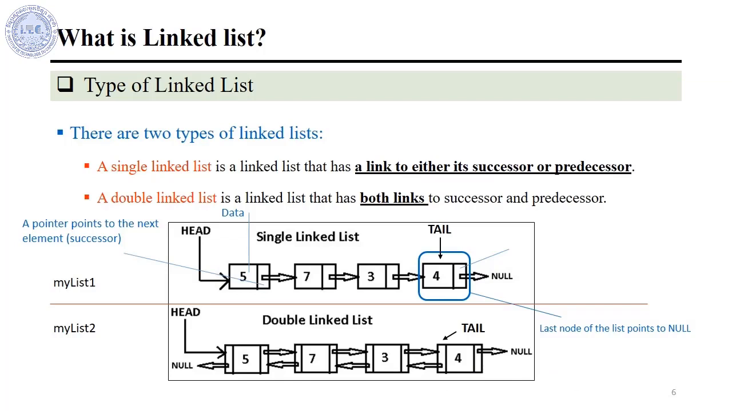As you can see in this picture, my list 1 is representing a single linked list, and it has head and tail, and each element is connected with only one pointer. And the second list, my list 2, is called a double list because each element has two directions. Either it connects to the next element or the previous one.